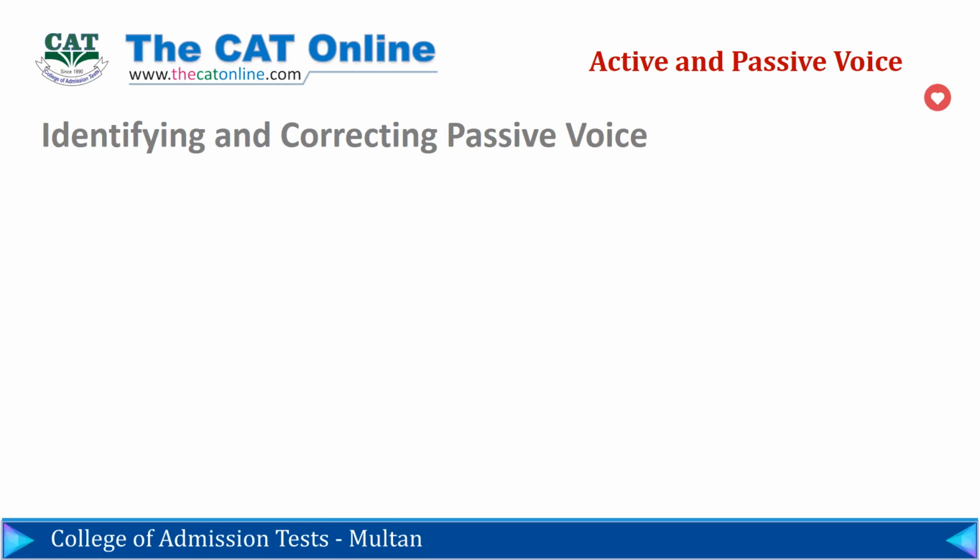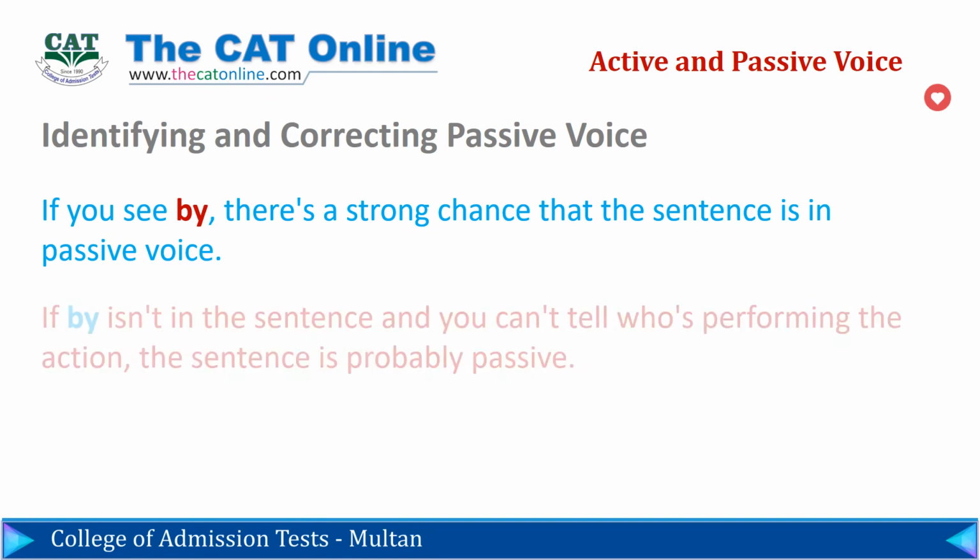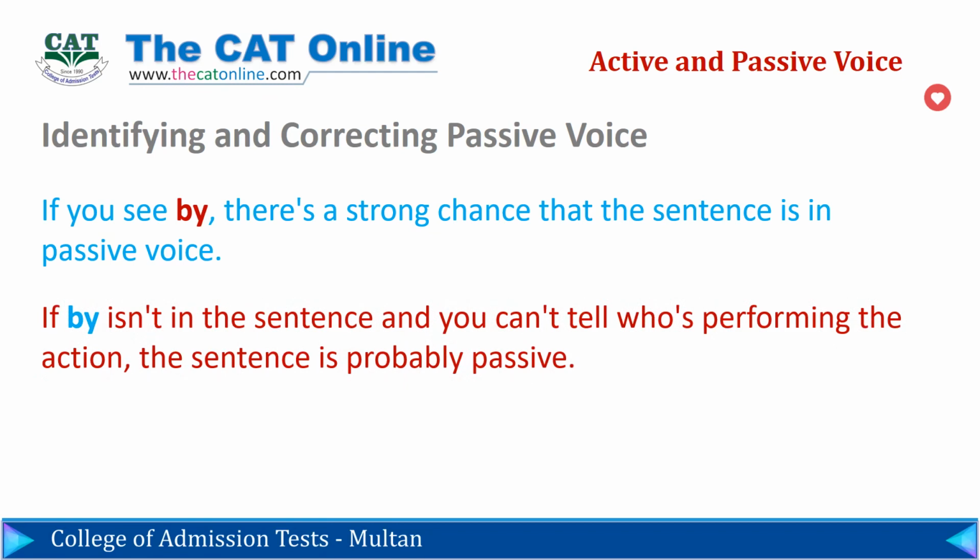Another simpler clue in this sentence that it's in passive voice is the preposition by. If you see by, there's a strong chance that the sentence is in passive voice. However, a large asteroid heading towards Earth has been discovered by the scientific group could just as easily be a large asteroid heading towards Earth has been discovered, and it would still be a passive sentence without that preposition in there. So, it's a good clue but it's not the be-all end-all of figuring out if a sentence is in the passive voice. Here's a good rule of thumb: if by isn't in the sentence and you can't tell who's performing the action, the sentence is probably passive.